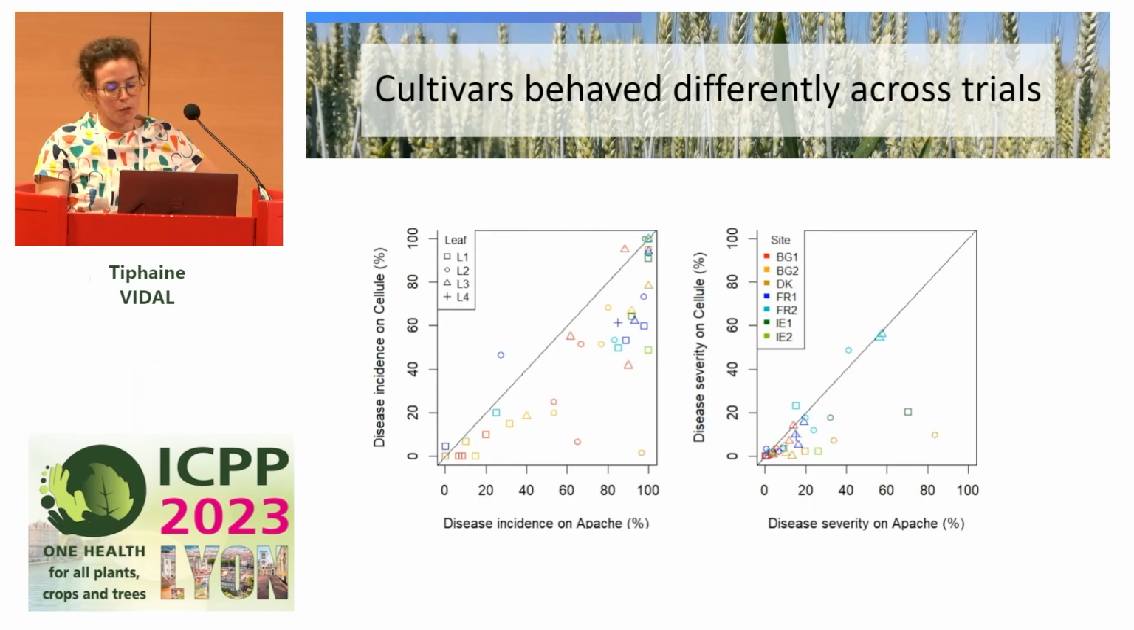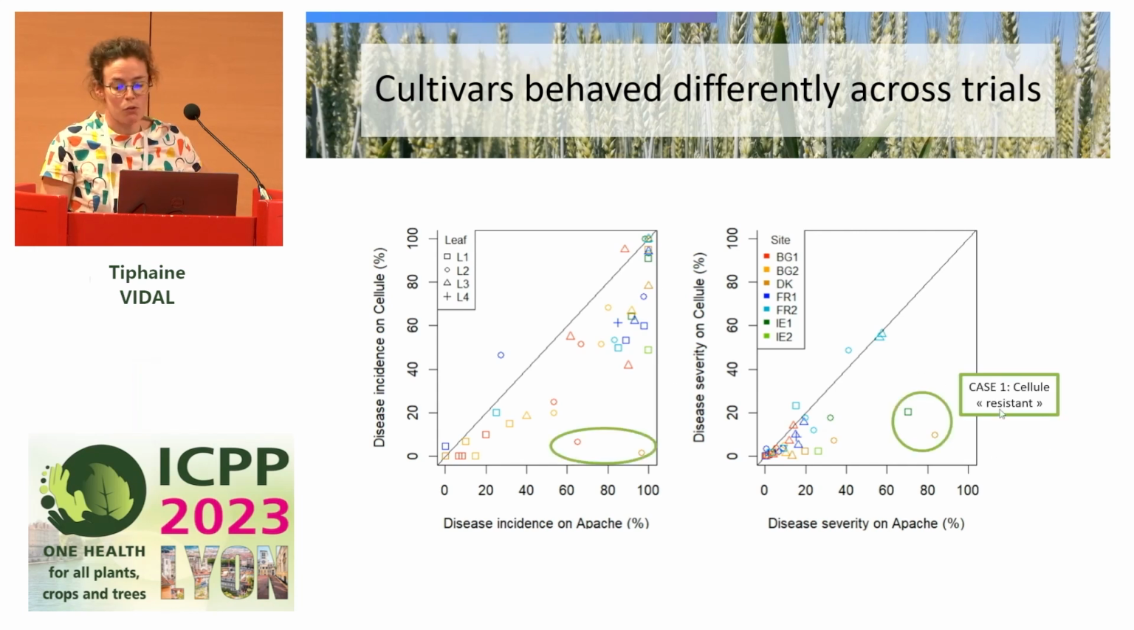One first thing we observed, which was quite expected but we were able to check, is that cultivars definitely behave differently across trials. Here, each point on the graph corresponds to one leaf layer. It's a mean of 15 leaves, in fact, measured in one site and one year. Here you have the disease incidence on Apache compared to the disease incidence on Cellule. And basically, you have the same representation for severity. And how can we read this?